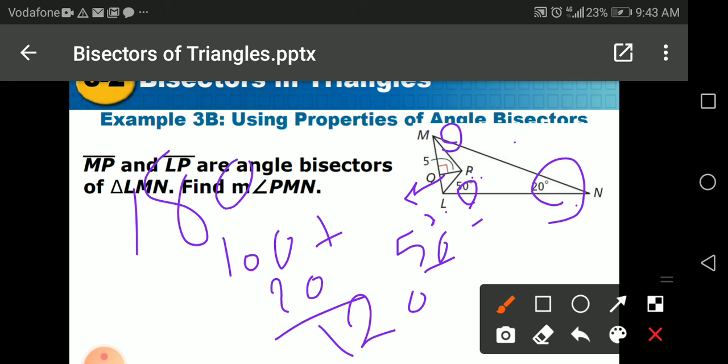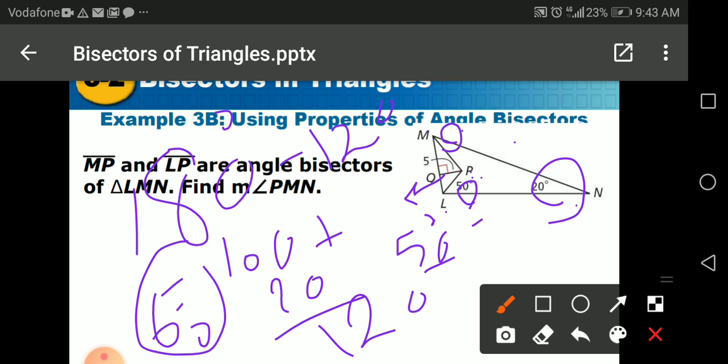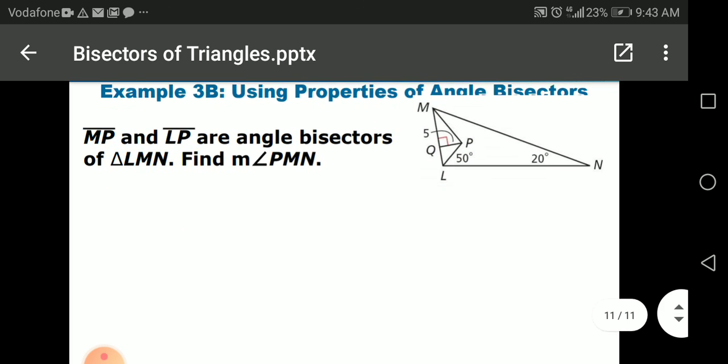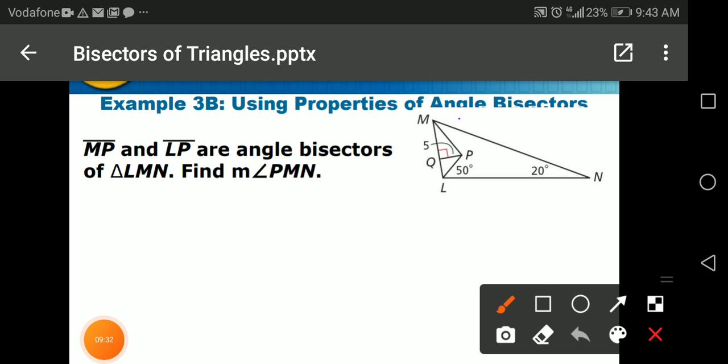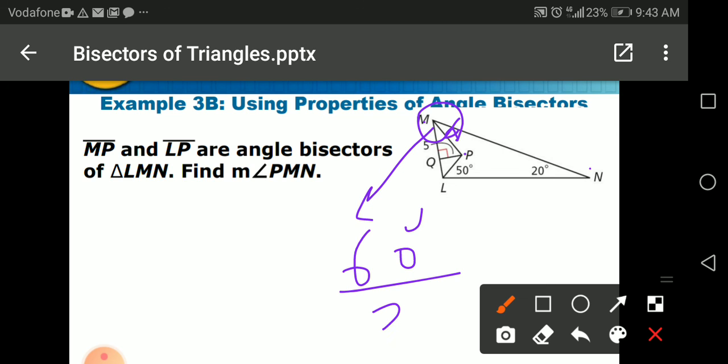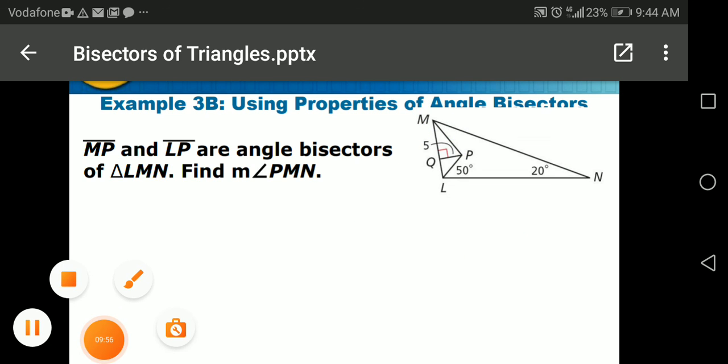The rest of the triangle: the sum of the triangle is 180 minus 120, so it will be 60. The whole angle here is 60 degrees. He asks me about PMN, so PMN will be 60 divided by 2, which gives me 30 degrees. Why 30 degrees? Because MP is considered a bisector. I hope you understood everything. Thank you, my dear students, for listening.